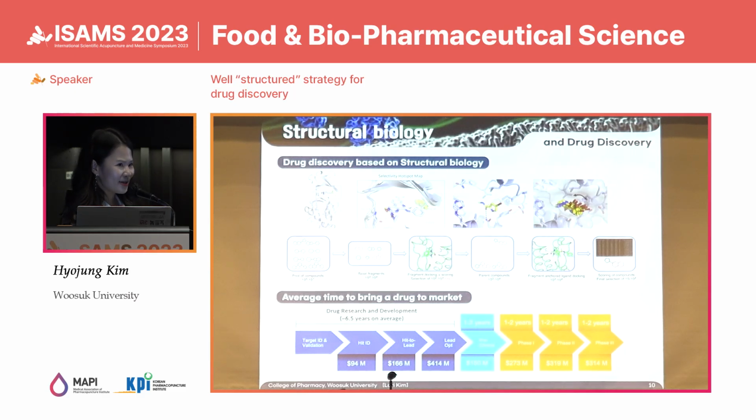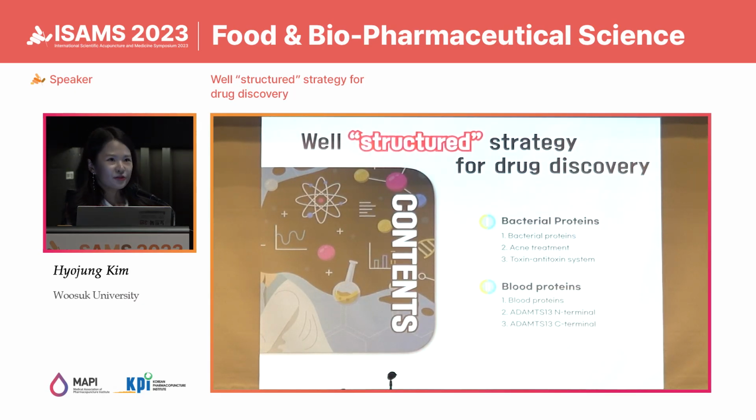Some AI is helping this process, and the fastest drug discovered took some months. So I'm using structural biology to develop a new drug, and today I am going to present my projects divided into two topics regarding their origins. The first part is about the bacterial proteins that I'm working on, and the second part will be the human proteins.